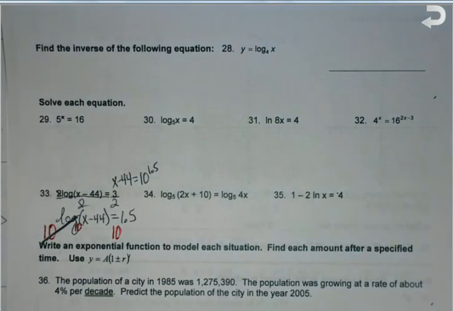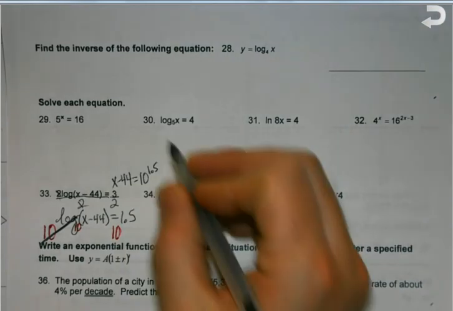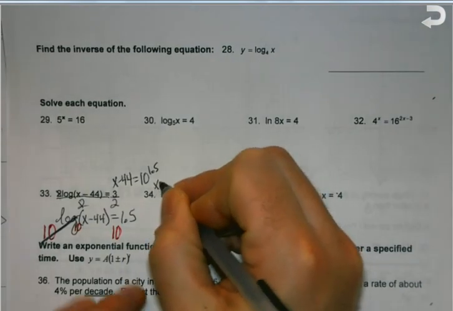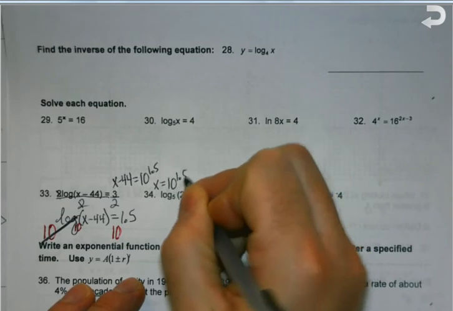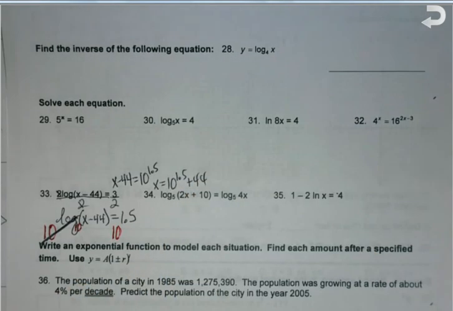Again, not yet. I don't want to do the 10 to the 1.5 yet because I've got one step left, which is to add the 44 over. Now I can type it in.